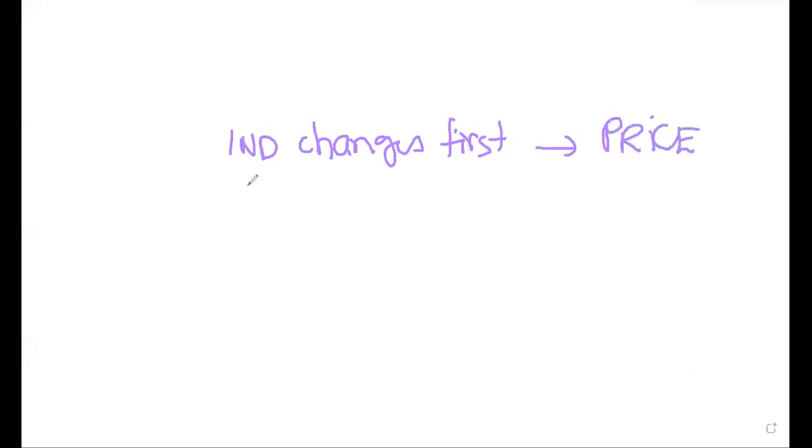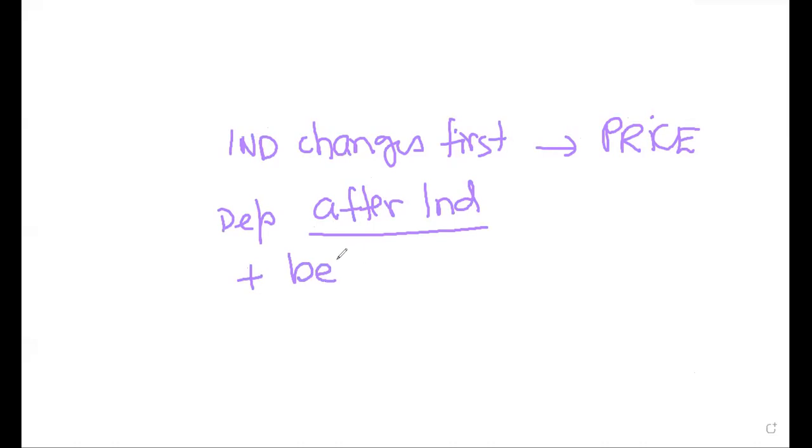Independent changes first. What's our independent? Price. Dependent changes after independent, plus because of independent. This is quantity demanded.